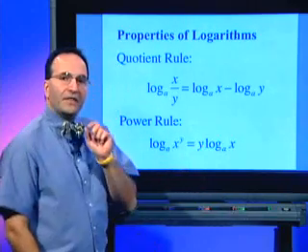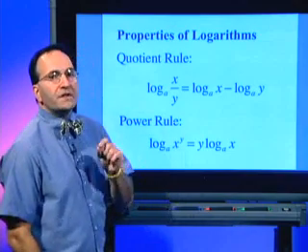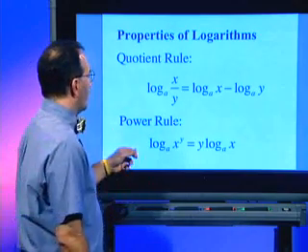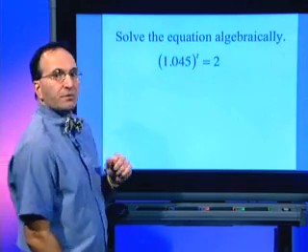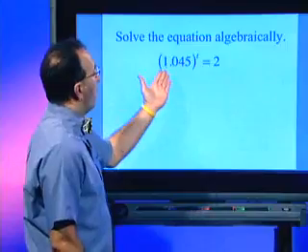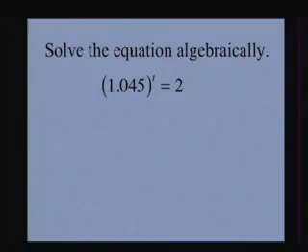All right, I think the best thing here would be to look at an example of using the inverse properties to solve an equation. Solve the equation algebraically. 1.045 raised to the t equals 2. What we will do is take the log of both sides of this equation.